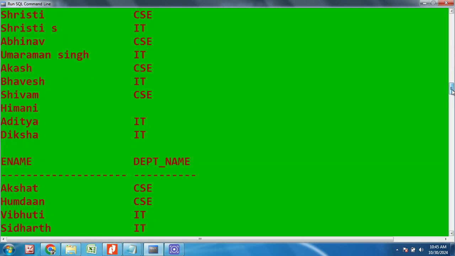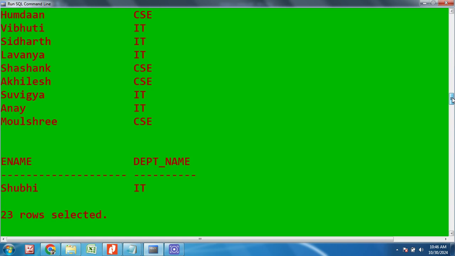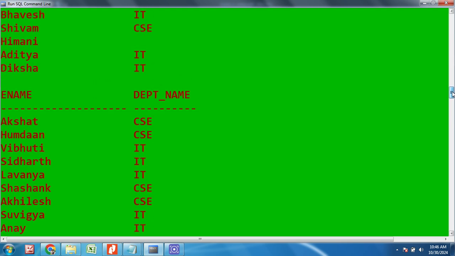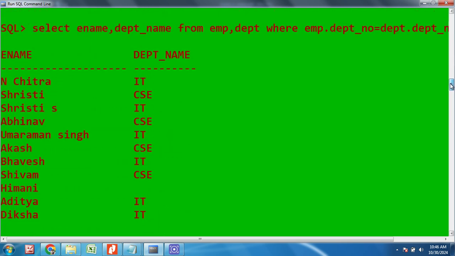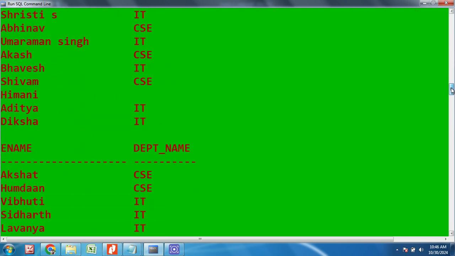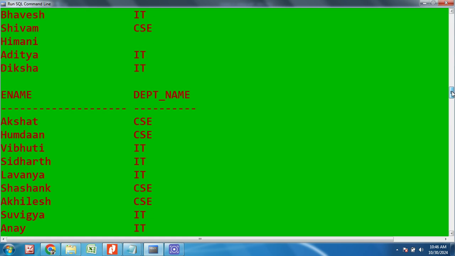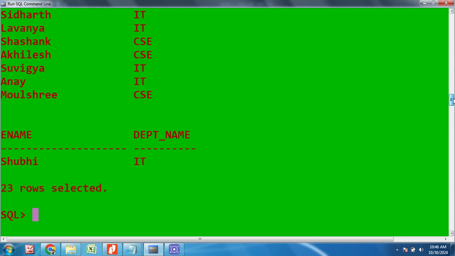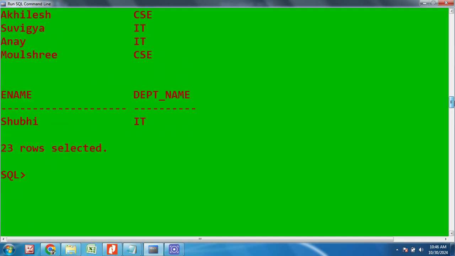Okay, matching value and not matching value. Here we can see the name Himani, just observe Himani, and department name is blank. Here we can see Himani and department number is blank. Here we can see Himani and department number is left as blank. So we can see all the values from EMP table.